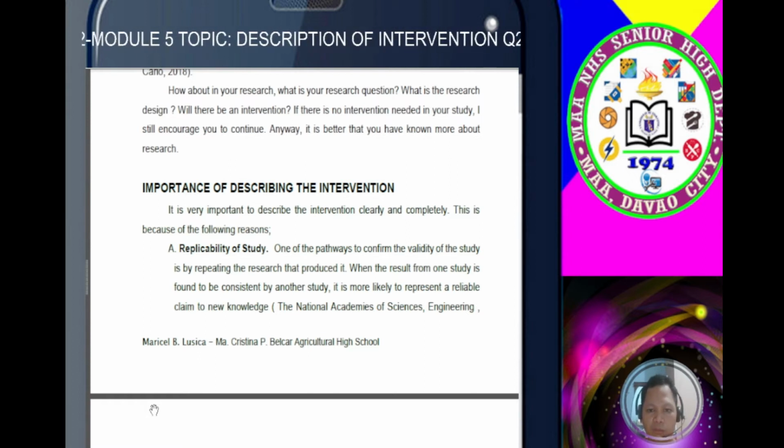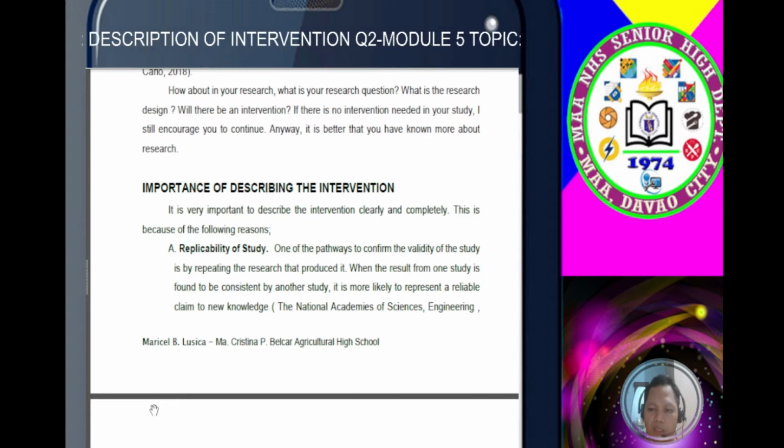One of the pathways to confirm the validity of the study is by repeating the research that produced it. When the result from one study is found to be consistent by another study, it is more likely to represent a reliable claim to new knowledge. That's why it's very important that your study also can be replicated. So that's why you need to state your intervention.